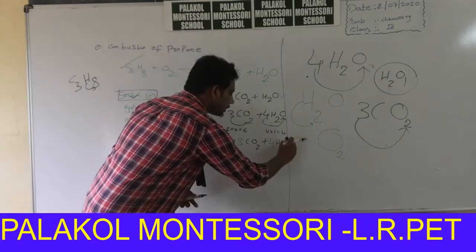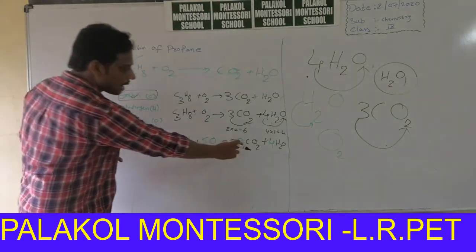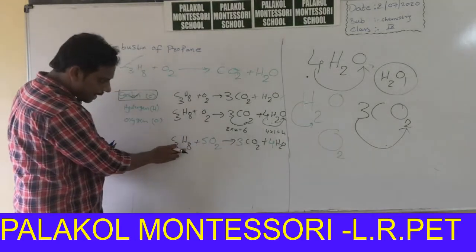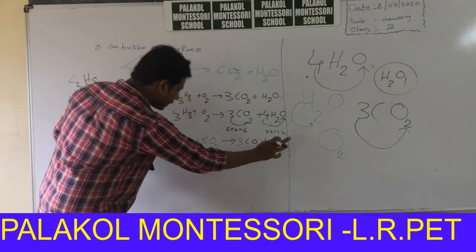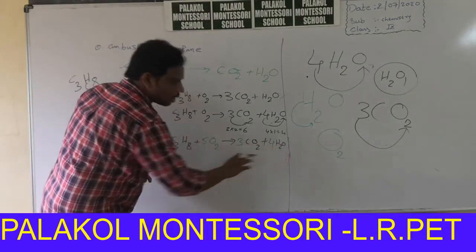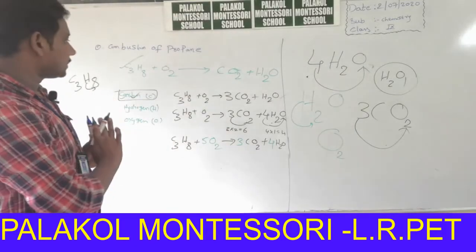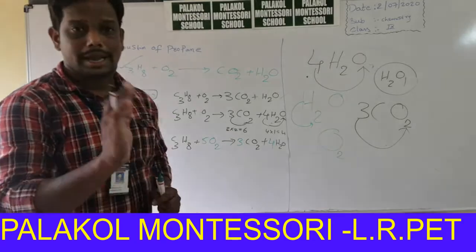If you observe, now once again check that particular one. Number of carbon atoms here are 3, here also 3. Number of hydrogen atoms are 8 here, number of hydrogen atoms are 8 here. Number of oxygen atoms are 10, here 6, here 4. Now this equation is balanced. In this way, we can balance any equation.